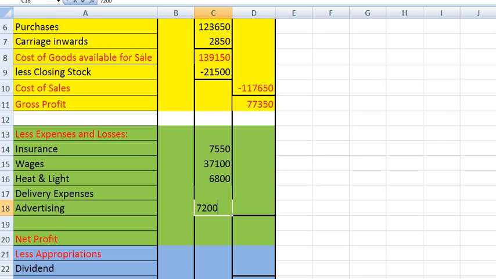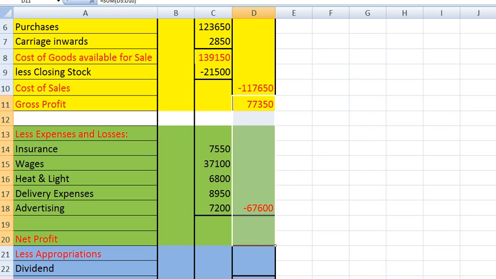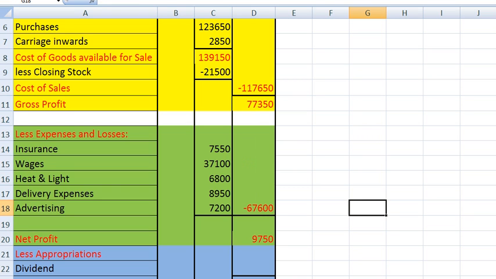So as I said, I add those expenses together, and in this question they add up to 67,600. Now, to get my net profit, I take my total expenses away from my gross profit, or whenever I had a gain, I would add that to my gross profit, and then take the total expenses away from that figure. So if I take my expenses away from my gross profit, I get a net profit in this question of 9750. So that is the profit and loss account done.